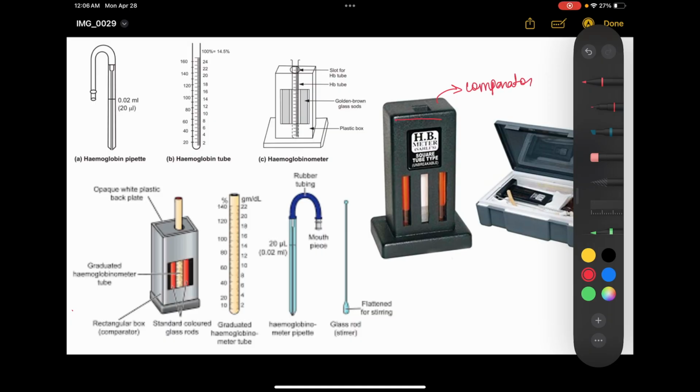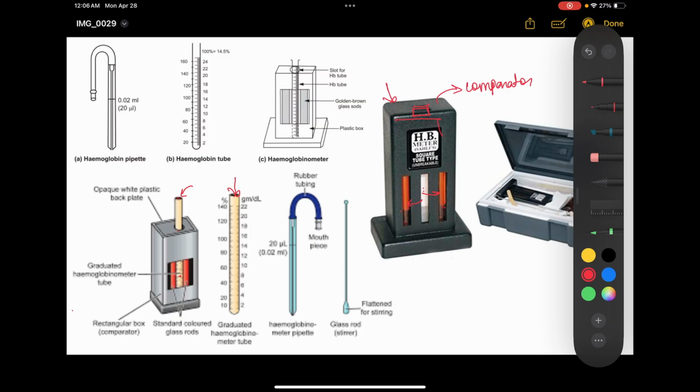You can see this is the front and this is the back. The back of the comparator is made up of some white fiber-like material, so light can easily pass through it and give a contrast over the comparator. Here we have two brown comparators, and this is the place where you put the hemoglobin tube. It is put inside the space made here, and whatever color you see in the tube because of the acid hematin, you have to compare with the comparator.